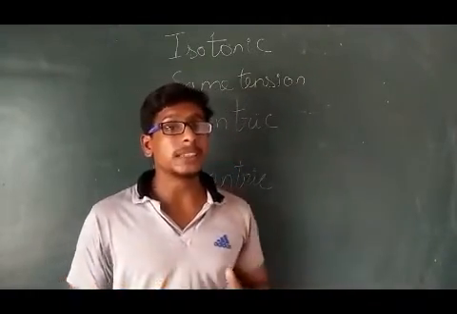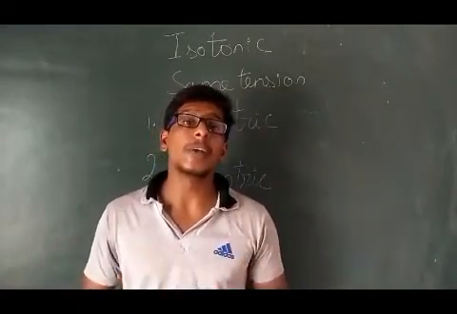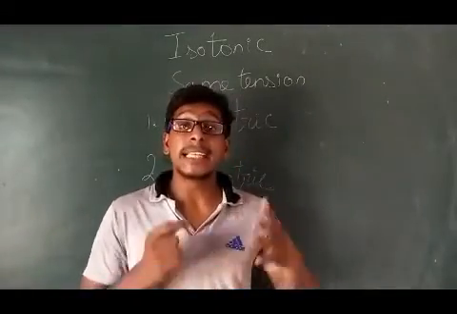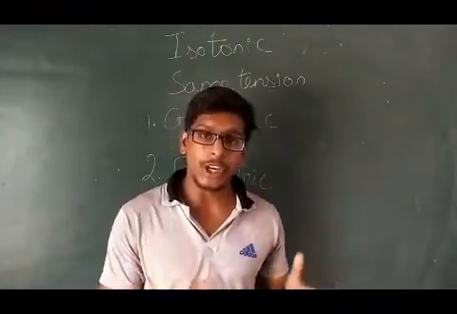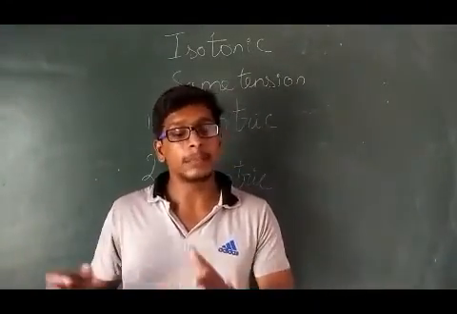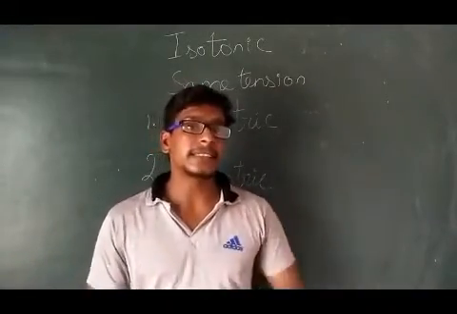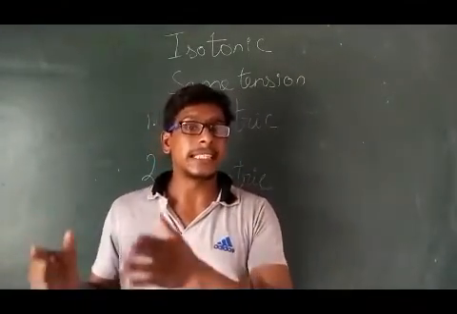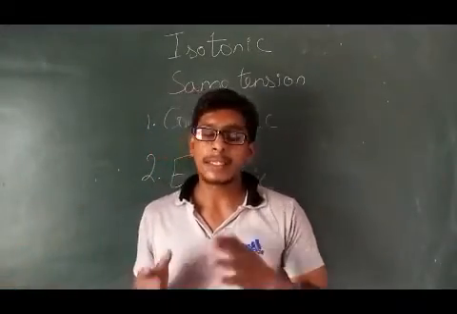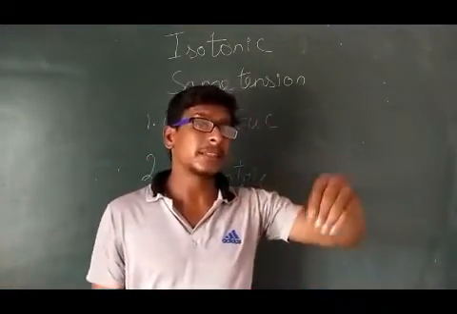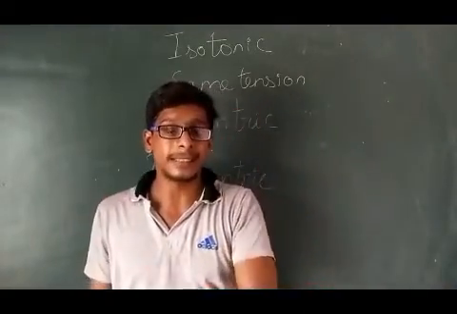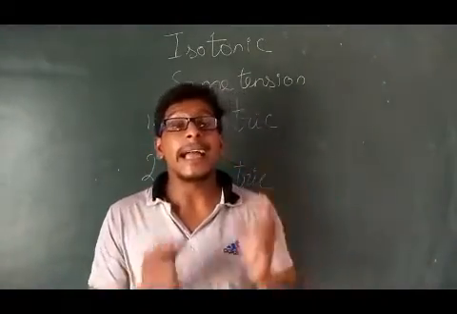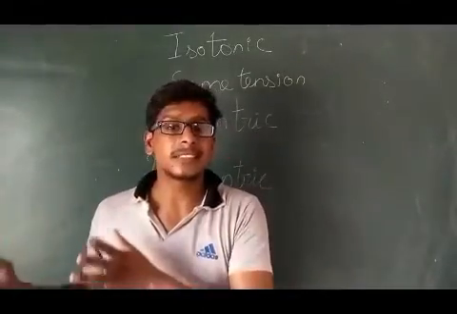Clear students? When we do this eccentric exercise, it is always an upward movement, but the simple thing is it works in the opposite way. That is, the extensor muscle becomes shorter and the flexor muscle becomes longer. The main thing in this exercise is that the extensor muscle contracts and the opposite muscle, the flexor muscle, takes rest. Clear students? In concentric, the flexor muscle contracts and the extensor muscle takes rest, but in eccentric exercise the extensor muscle contracts and the flexor muscle just takes rest.